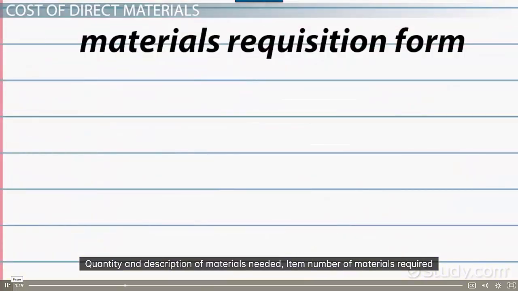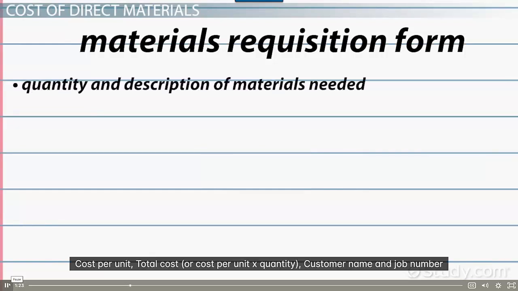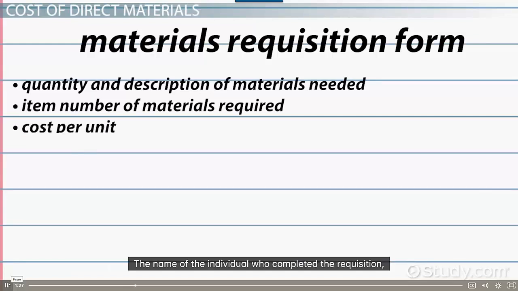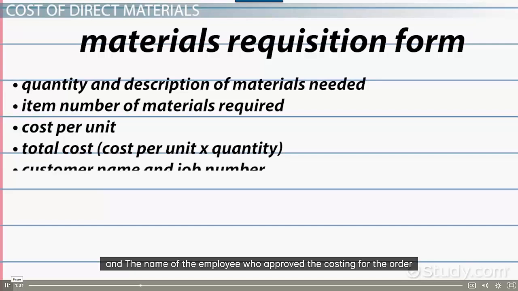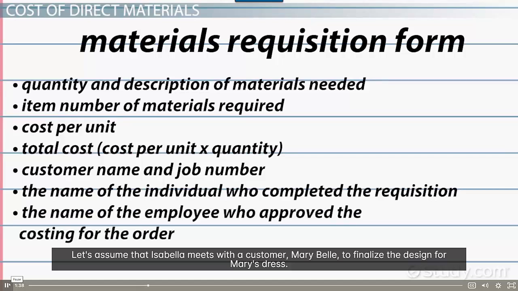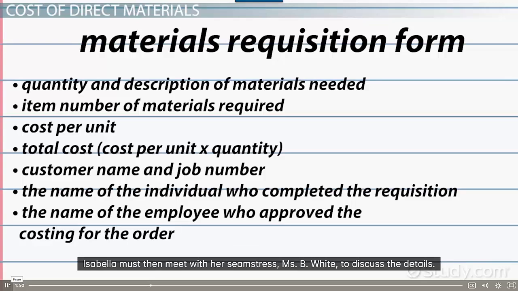The materials requisition form provides the following information: quantity and description of materials needed, item number of materials required, cost per unit, total cost (cost per unit times quantity), customer name and job number, the name of the individual who completed the requisition, and the name of the employee who approved the costing for the order.